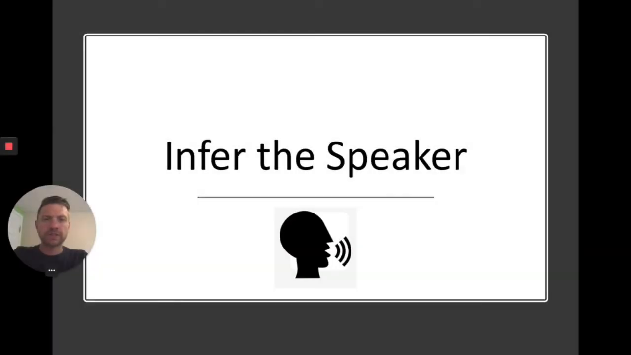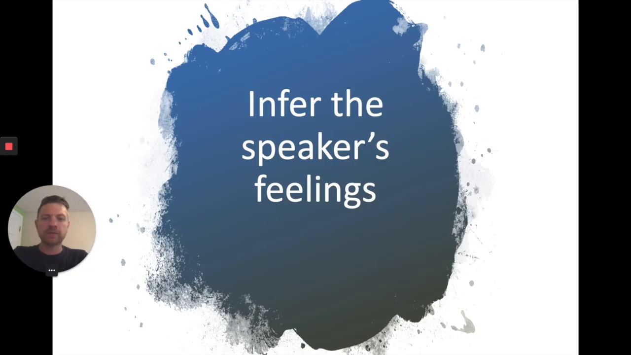All right, so we just figured out how to infer the speaker, but we also often have to infer the speaker's feelings because poems need to be figured out. The poet rarely just comes out and says what exact feelings the speaker is having. So let's look at another example from Shel Silverstein. I'm going to read it.